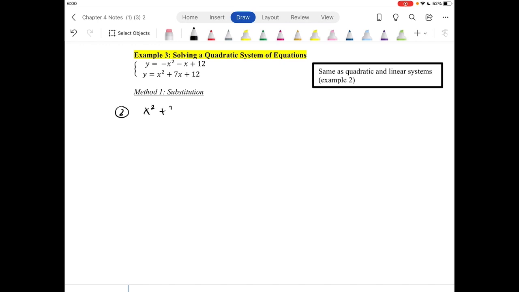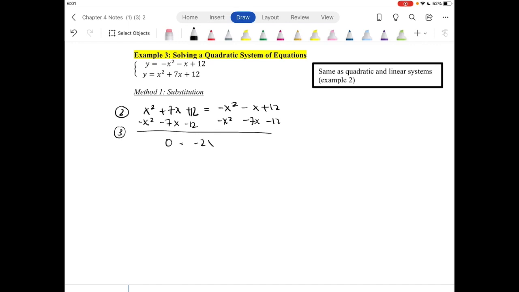So x squared plus 7x plus 12 is going to be equal to negative x squared minus x plus 12. Then we'll put the equation in standard form, subtract x squared with x squared, subtract the 7x with the x term, and the 12 with the constant. So 0 is going to be equal to negative 2x squared minus 8x.